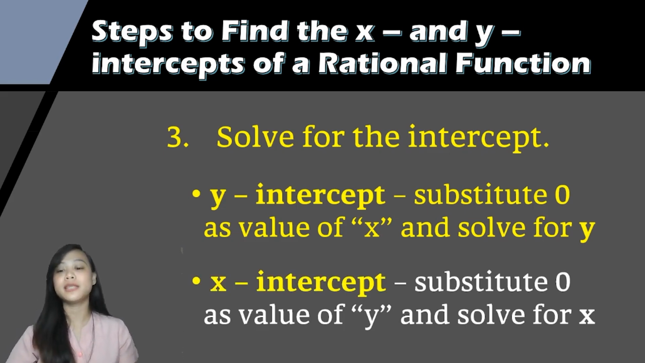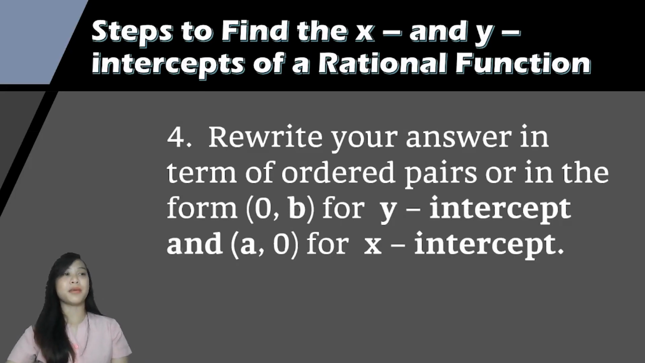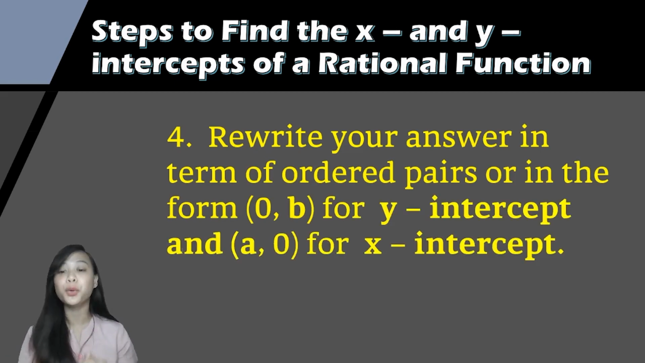How can we get the x-intercept? Just like what we did for the y-intercept, substitute 0, this time for the value of y, and then solve for x. The computed x will be your x-intercept. And last, the fourth step: rewrite your answer in ordered pair form, (0, b) for the y-intercept and (a, 0) for the x-intercept. And you can now graph the x and y-intercepts.